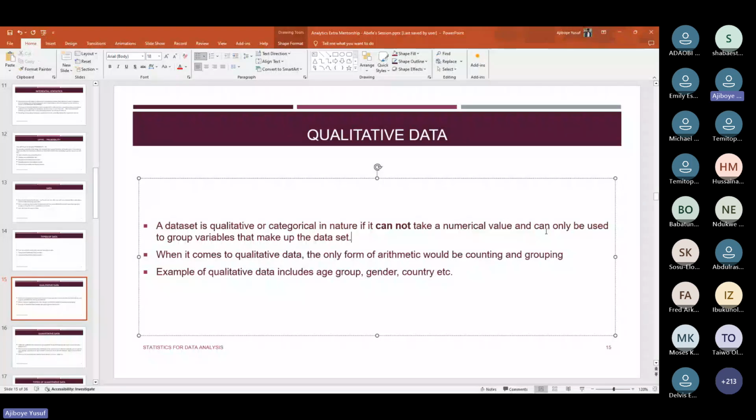So it's not all numbers that are quantitative. Some data might be quantitative, but at the same time, some data might be numerical and not quantitative. So please, for qualitative data, you can only count it or group it. You cannot perform numerical arithmetic on them. Very important.